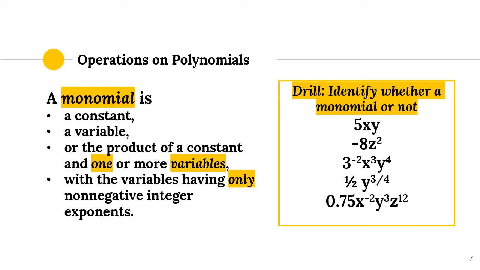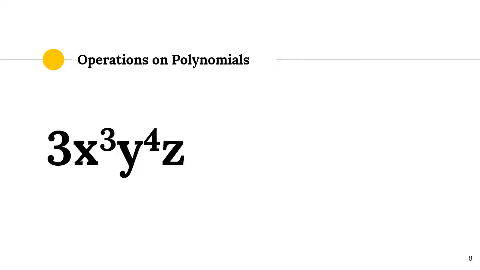Next, we have 0.75 x raised to -2 y cubed z12. Is this a monomial? In 3, 2, 1, this is not a monomial because among the variables x, y, and z, x has a -2 for an exponent. Hence, this is not a monomial. Okay, so let's dissect the parts of a monomial. We have 3x cubed y to the 4th z.